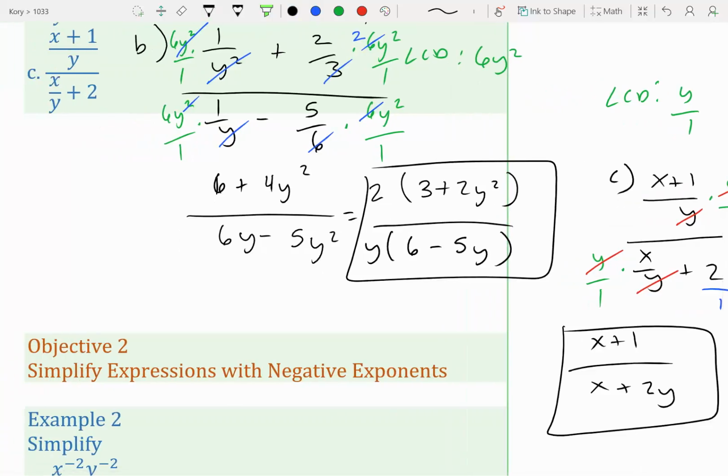So factor everything, find the LCD, multiply every single thing by the LCD. That will clear out the fractions. Simplify.